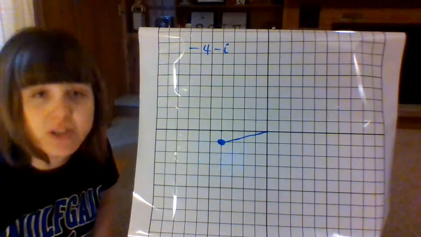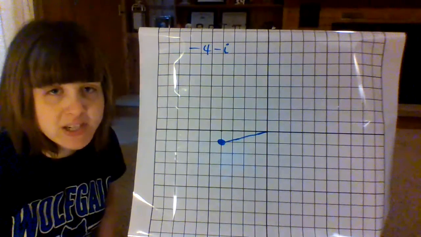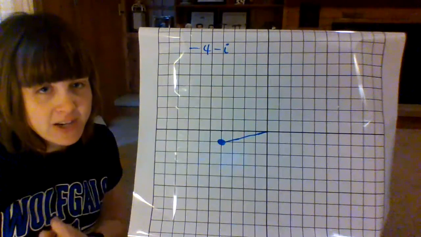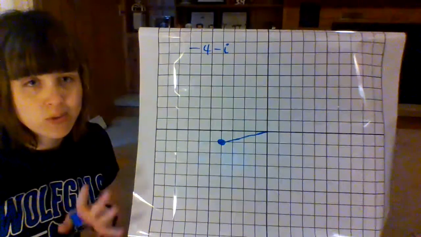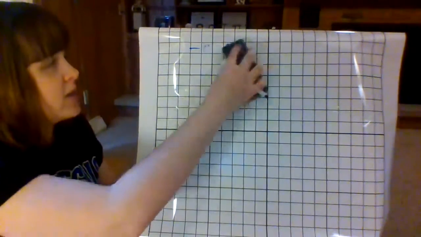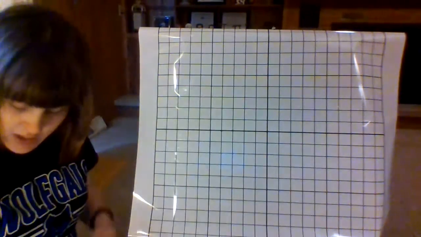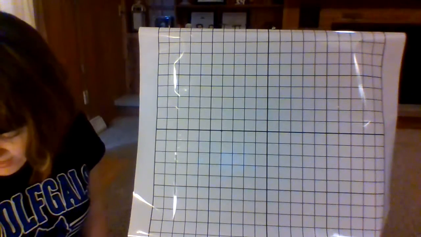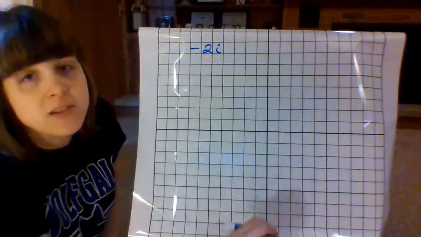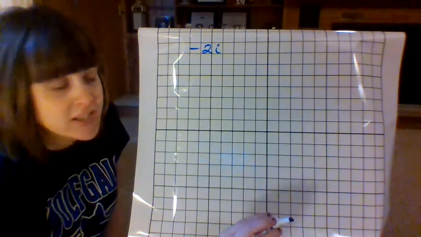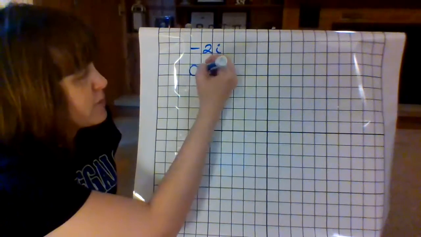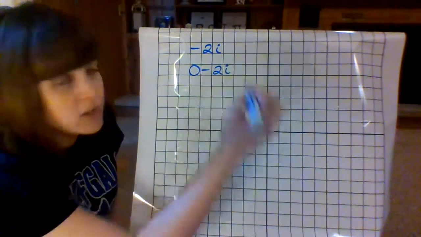Now I'm going to show you 2 that are slightly different because they either only have a real part or they only have a complex part. So there's a 0 involved in there. Okay. So example 5 says graph negative 2i. I'm going to point this out to you. Negative 2i is the same as 0 minus 2i.